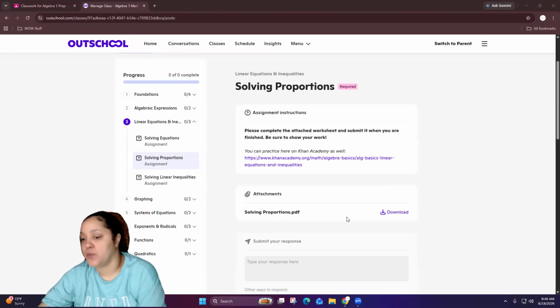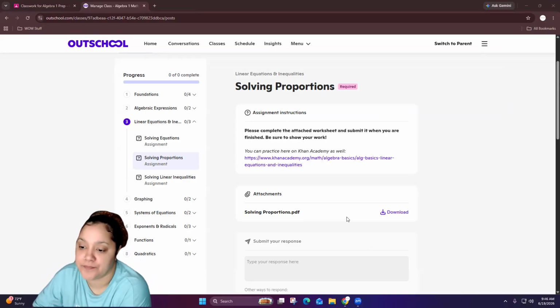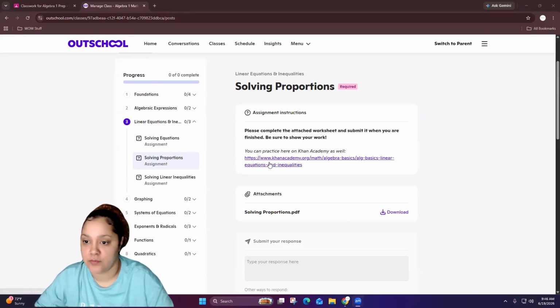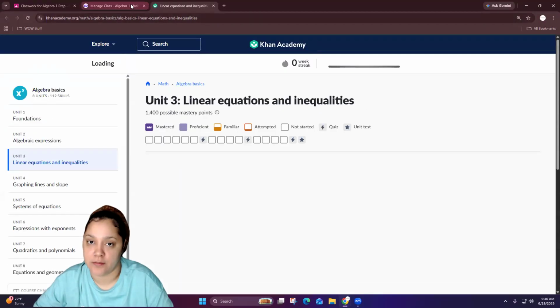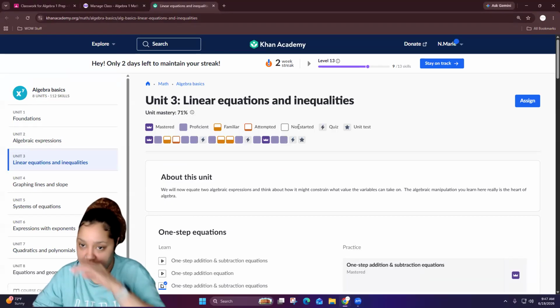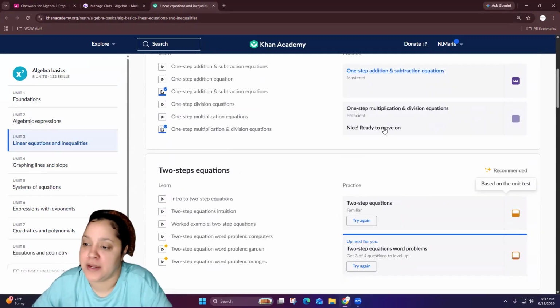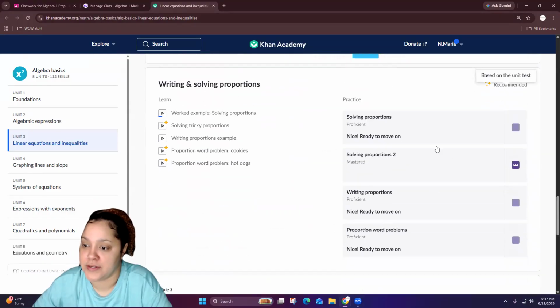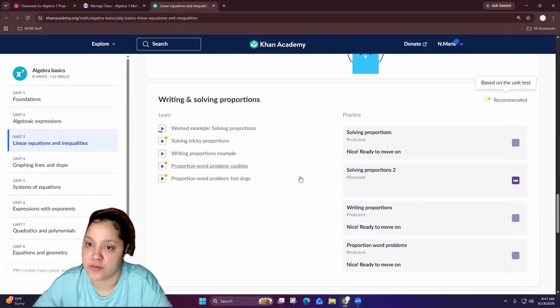Hello, everybody. So we are on the solving proportions part of this lesson 3. And you can practice this aside from the worksheets that I provide. You can practice this on Khan Academy at no cost to you, but you want to make sure you're going down into this section here. This is where you want to practice.